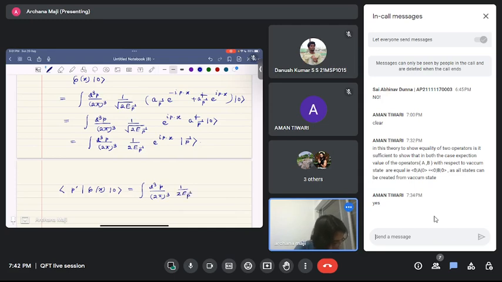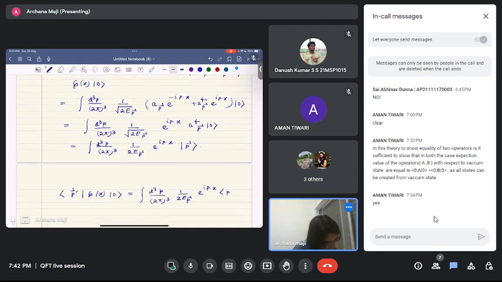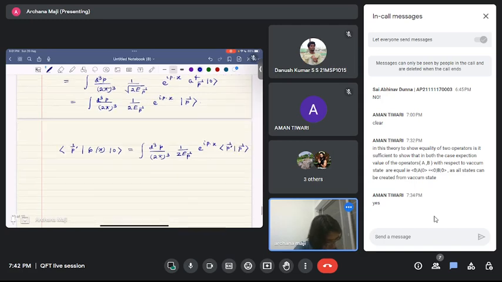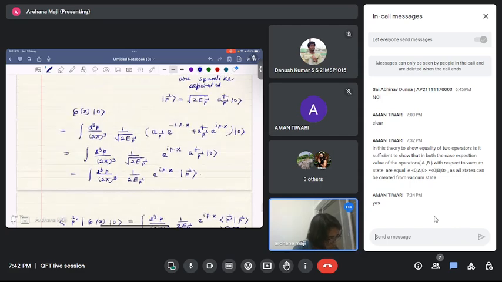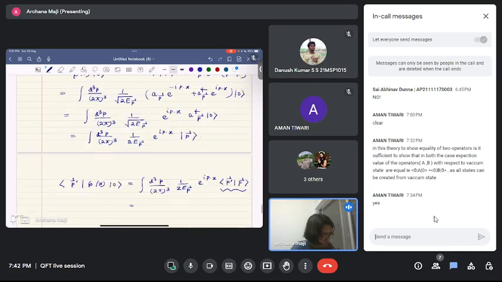So we have 2E_p exponential i p dot x, with p prime. This is the inner product. So what is the p prime, p inner product? That is 2E_p delta 3 of p minus p prime, or p prime minus p, the order doesn't matter.